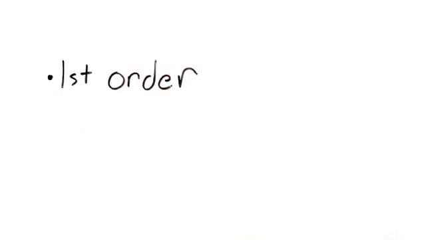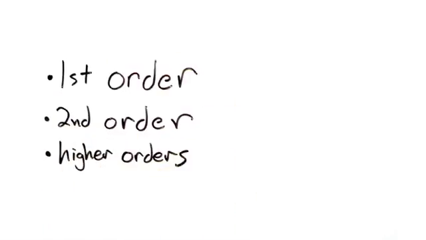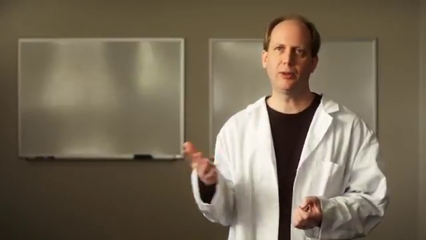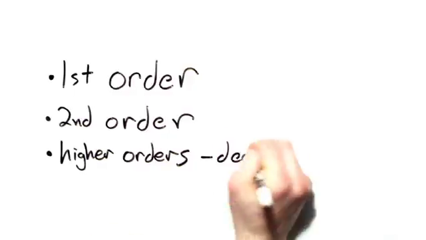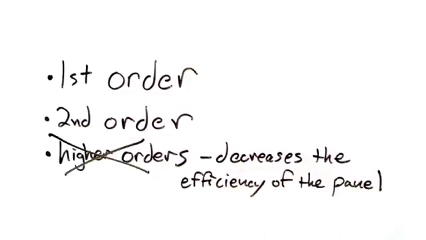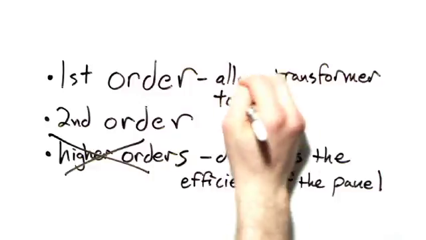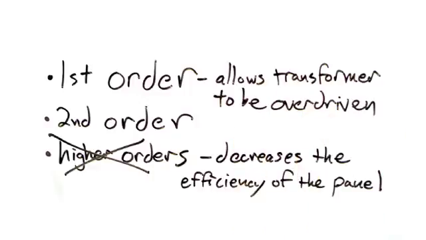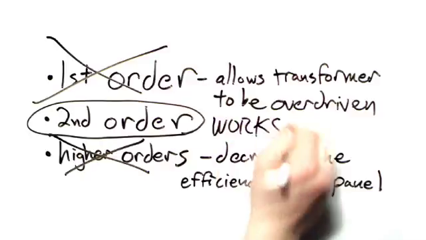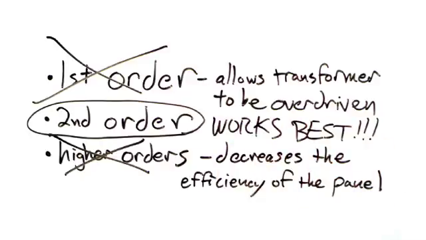Typically on electrostat, we'll use a second order high pass. Higher orders present too many issues when driving a capacitive load because it requires extra capacitors in series with it. And that'll actually decrease the efficiency of the panel. And first orders will tend to allow the transformer to be overdriven, so we stay away from those. We found over the years second order high passes work just best with the electrostatic elements. It's an overall good balance for us.